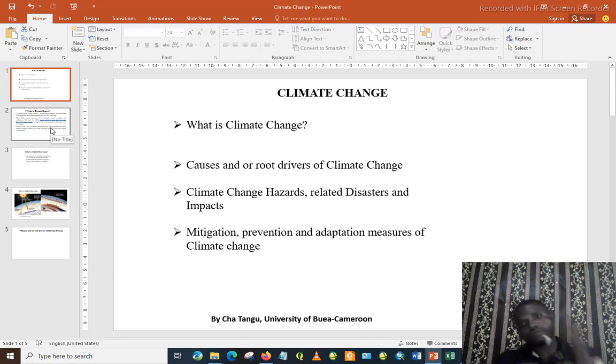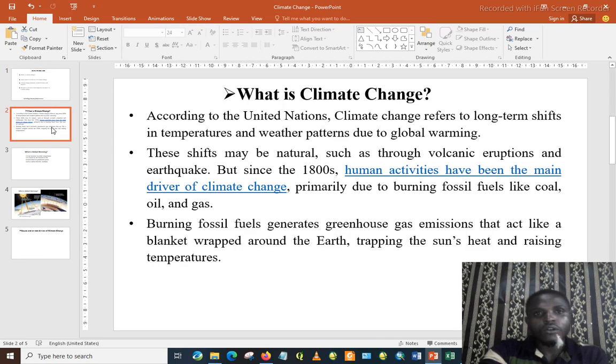So, what is climate change? Climate change is a long-term shift in temperature and weather patterns due to global warming. This is a definition from the United Nations. So, from this definition given by the United Nations, climate change in general is a shift in climatic conditions such as temperature, rainfall, over a long period of time. Then we talk of climate change, and it is due to global warming.